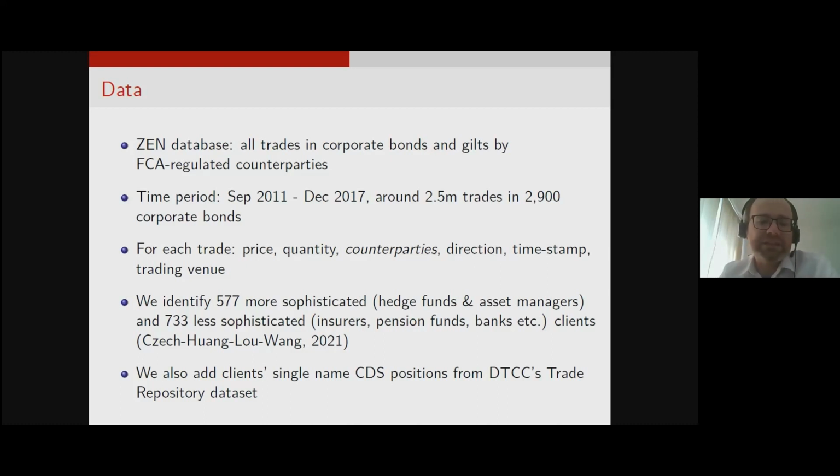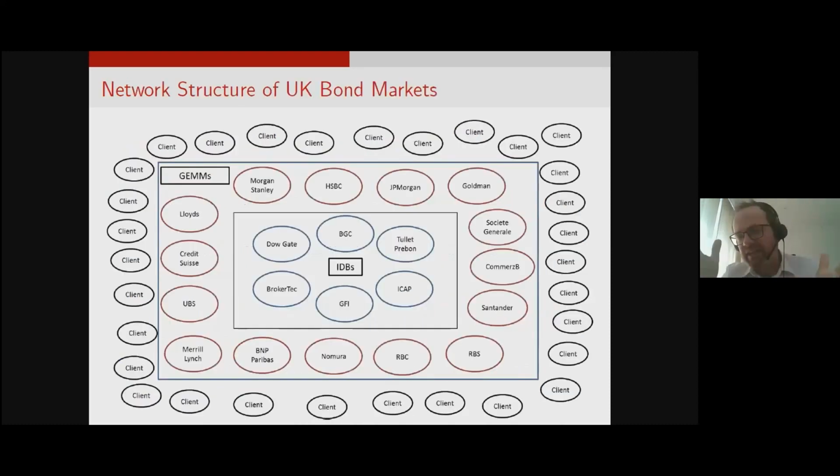And then we also have data on CDS positions of the given clients, which is from the data depository data set of the bank. So let me give you a stylized summary of the market, because some of you might not be familiar with the structure of government and corporate bond markets in the UK.